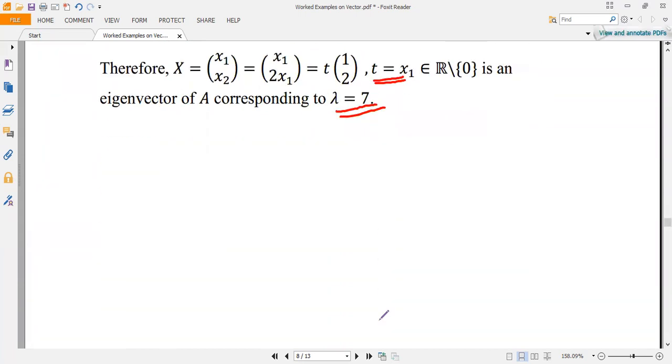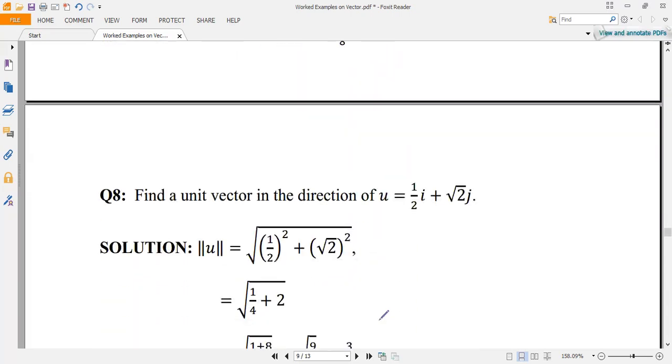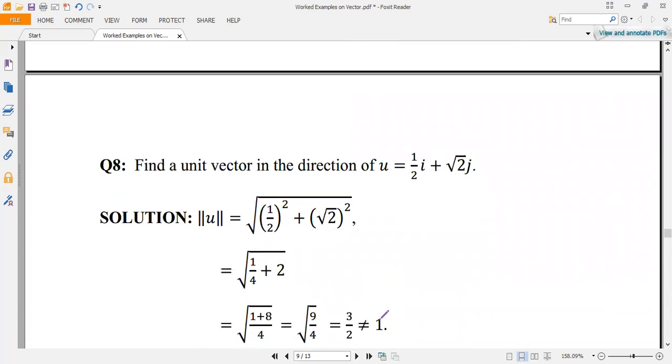So this is how to find eigenvectors and corresponding eigenvalues. Now let's come to the next chapter, which is vectors and scalars. A vector is a quantity which has magnitude and direction, for instance acceleration, force, and others.